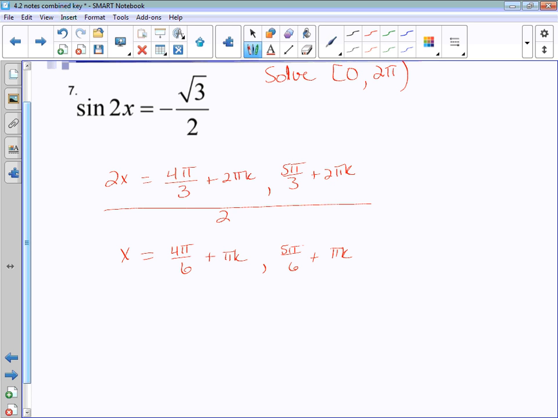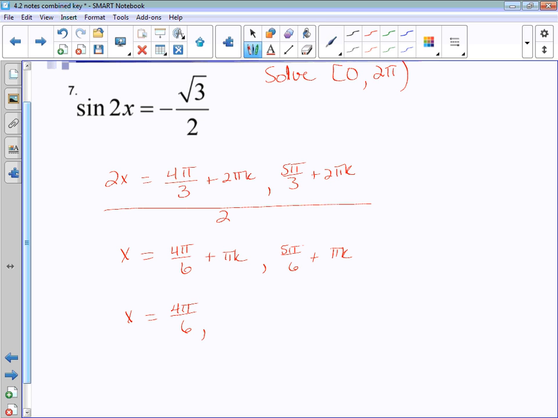Still with me? That's not our answer this time, but are we okay to that point? Everyone looks at it. Okay. Our directions say between 0 and 2 pi. So I don't need this k, but I do want to make sure I've gotten every single answer from 0 to 2 pi. So my first answer is this 4 pi over 6.